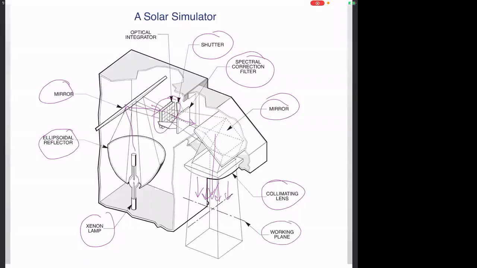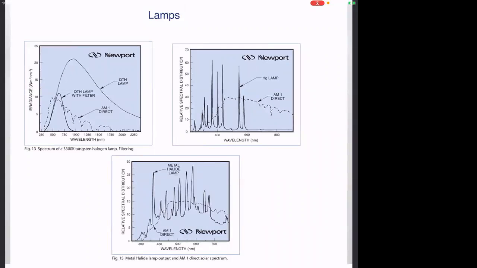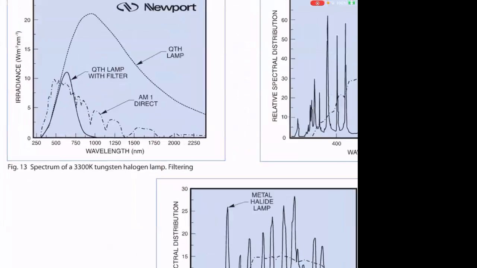And the working plane is where you place the solar cell. Okay. And now each of these components can be very complicated and have to be very carefully designed. The choice of the lamp is, of course, one of the first things to keep in mind. There are many choices for lamps. They all have different spectra.